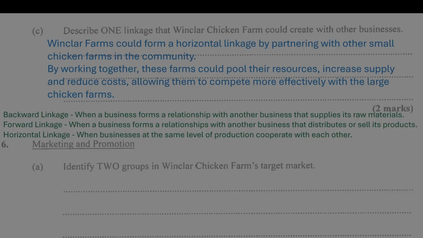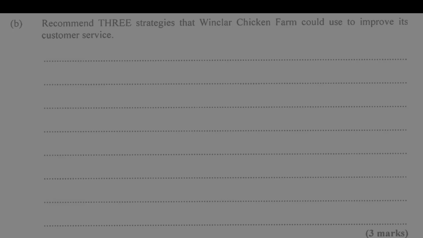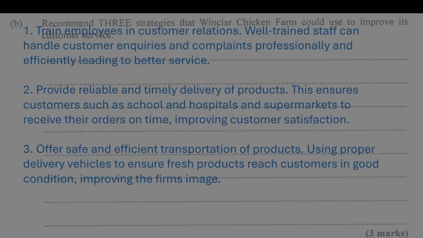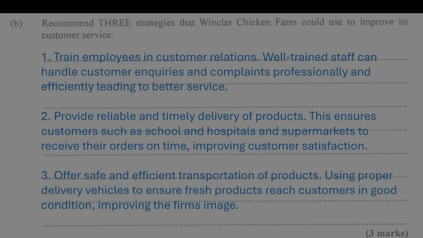Number 6, marketing and promotion. So part A, identify two groups in Winkler Chicken Farm's target market. So two groups are the schools and the hospitals. Part B, recommend 3 strategies that Winkler Chicken Farm could use to improve its customer service. So 3 strategies that the farm could use to improve its customer service.